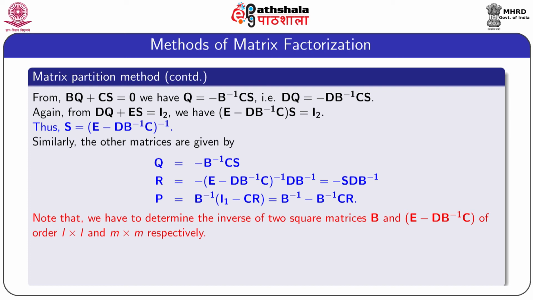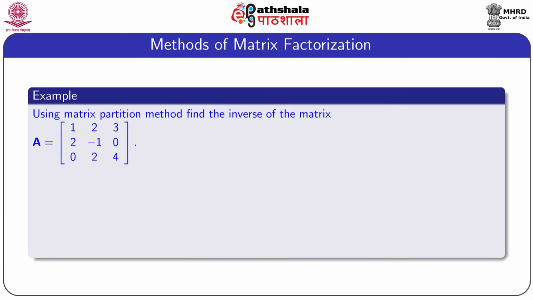That is, the inverse of the matrix A of order n by n depends on the inverse of the lower order matrices, and if the matrices B, C, D and E are still too large to fit in the primary memory of the computer, then we further partition the matrices B, C, D and E. Now, we consider an example to illustrate the matrix partition method to find the inverse of a matrix.